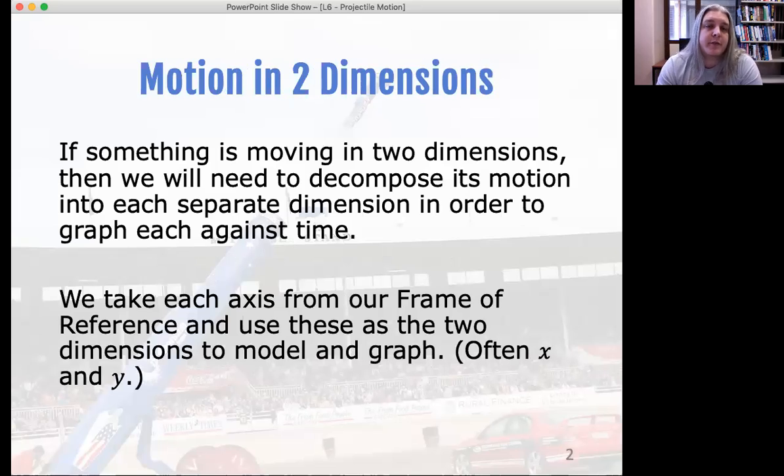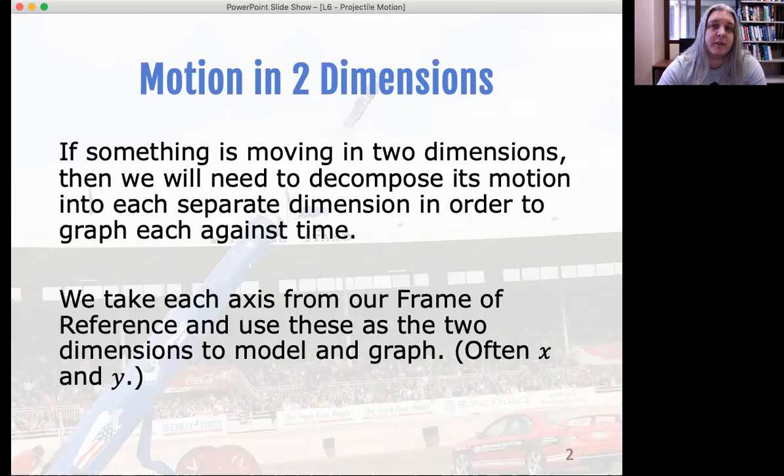So when we've got something moving in 2 dimensions, we need to decompose its motion into each separate dimension. And this comes back to that frame of reference discussion that we've been having consistently throughout this course. Hopefully you're all not getting sick of me talking about frames of reference, but are already thinking about it at the start of each lecture, just remembering that that's something we need to be thinking about constantly when we're doing physics, because it's very important.